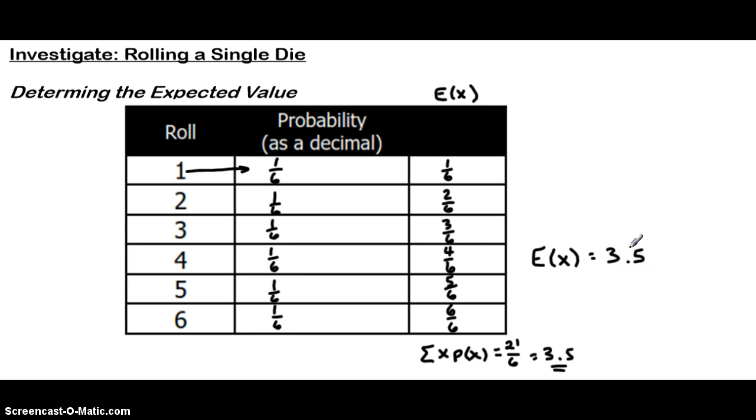Now what does that mean? What that means is if I rolled a die a lot, so let's just say 1,000,000 times, and I recorded the outcome of that die 1,000,000 times, the average roll, so adding up all the rolls and dividing by how many times I rolled, would come close to 3.5.